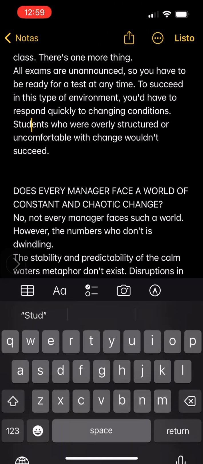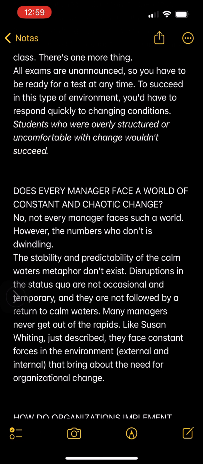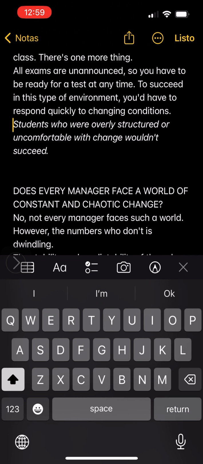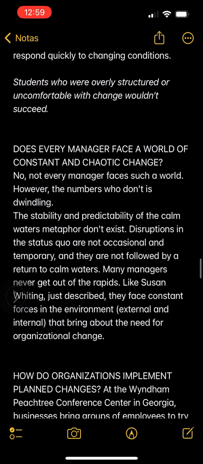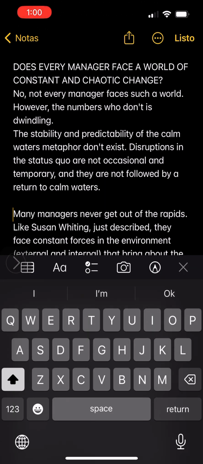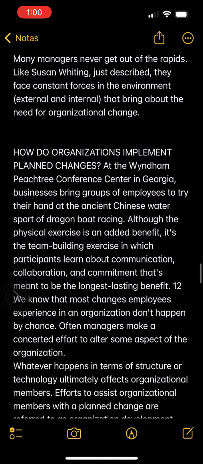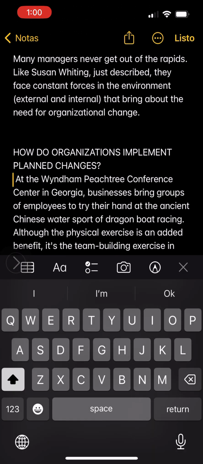Does every manager face a world of constant and chaotic change? No, not every manager faces such a world. However, the number who don't is dwindling. The stability and predictability of the calm waters metaphor don't exist. Disruptions in the status quo are not occasional and temporary, and they are not followed by a return to calm waters. Many managers never get out of the rapids. Like Susan Whiting just described, they face constant forces in the environment, external and internal, that bring about the need for organizational change. How do organizations implement planned changes?